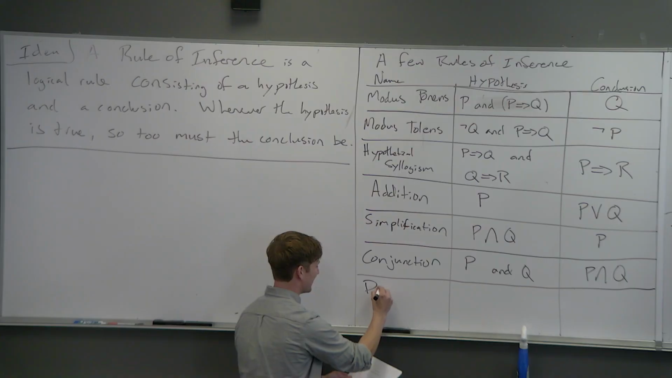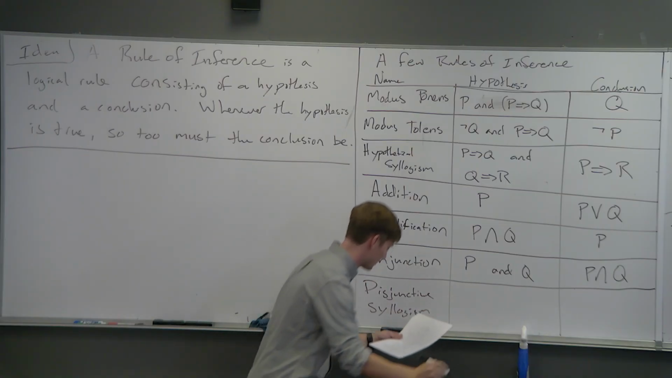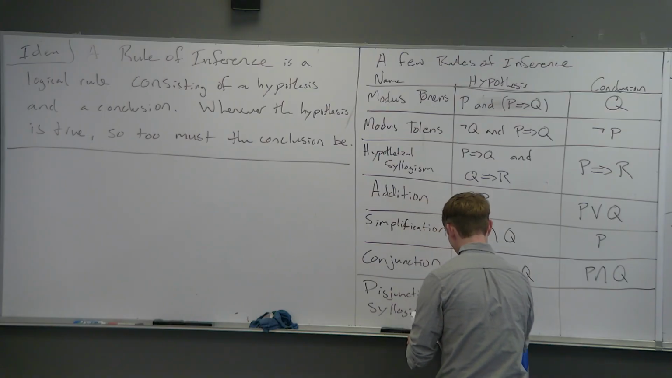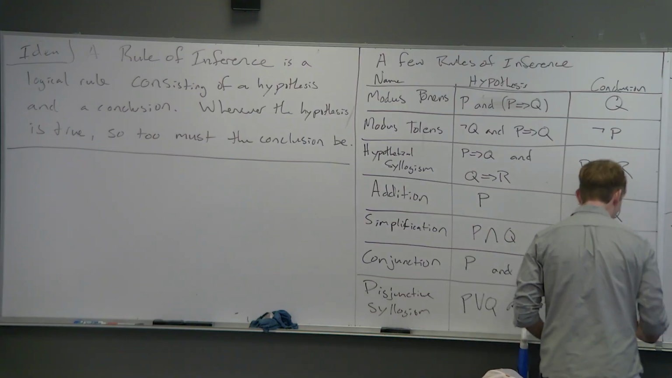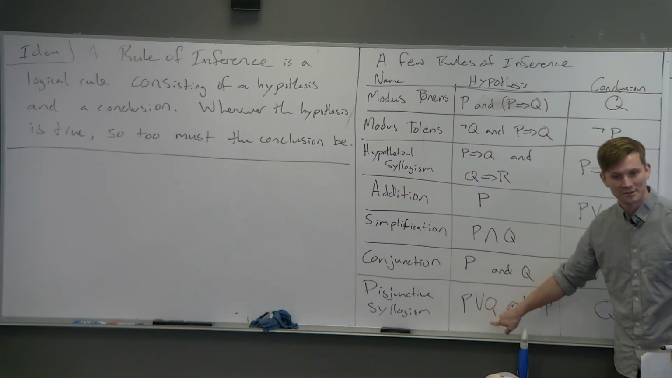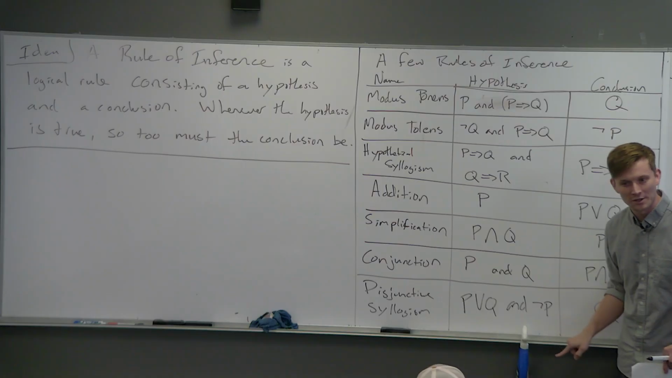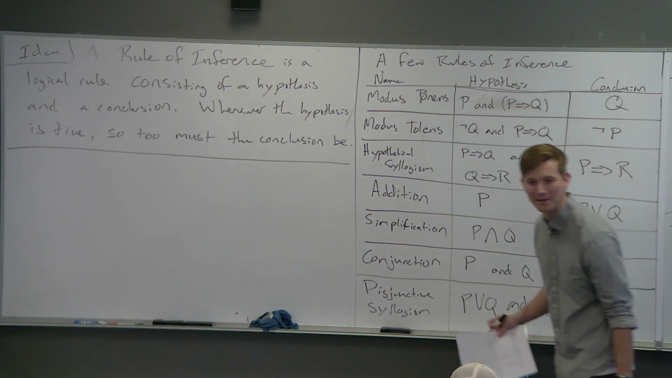Disjunctive syllogism. Disjunctive syllogism says that P or Q and not P, well, this tells us Q. Yeah? Oh, yeah. You either went to the docks last night or you went home. And you didn't go to the docks, so you went home, right? Sounds like a cop in a TV show again, right? You can phrase all of these so you sound like a cop in a TV show.